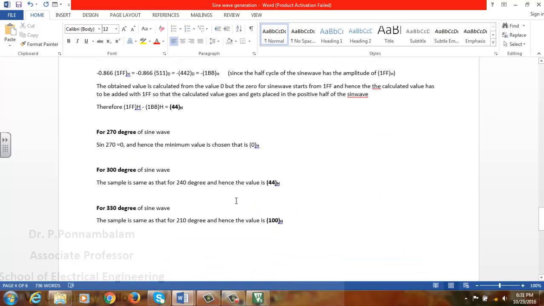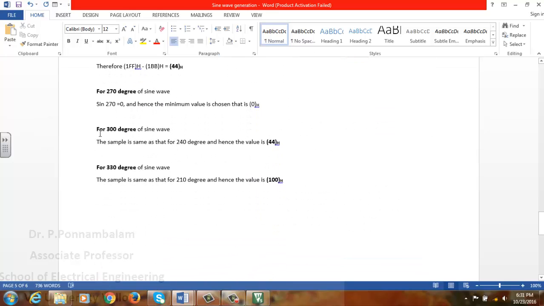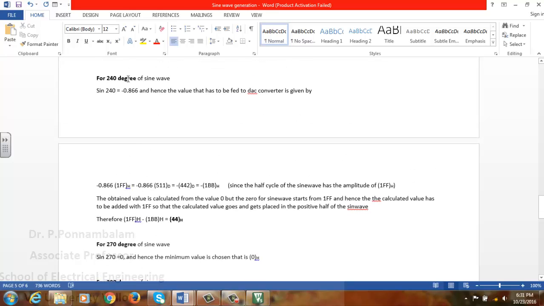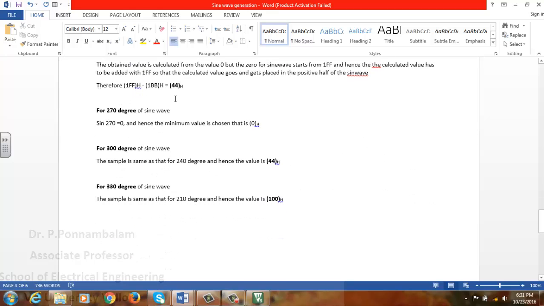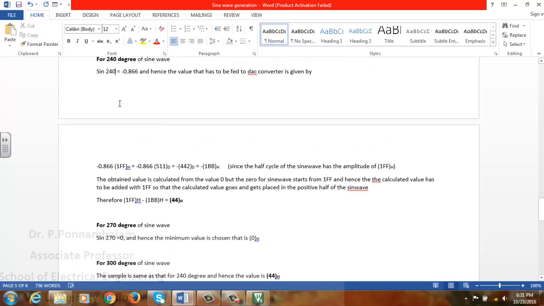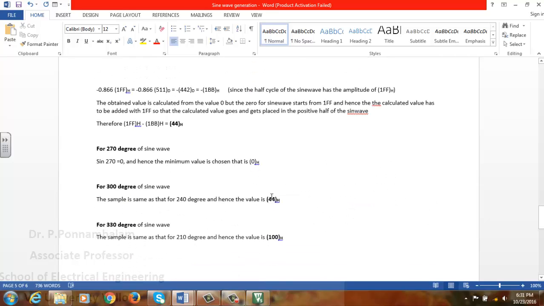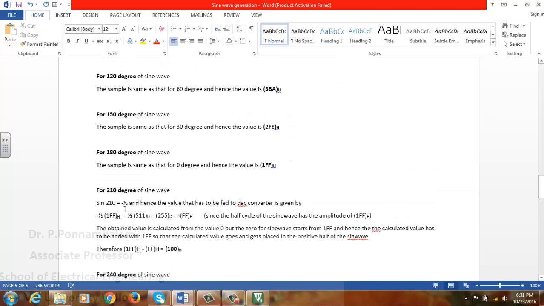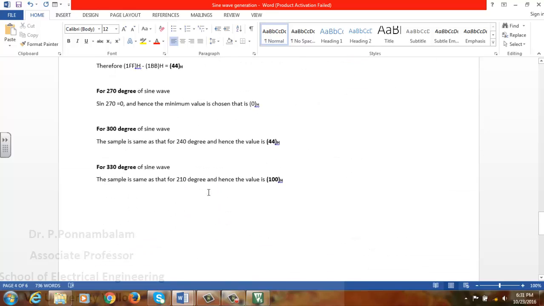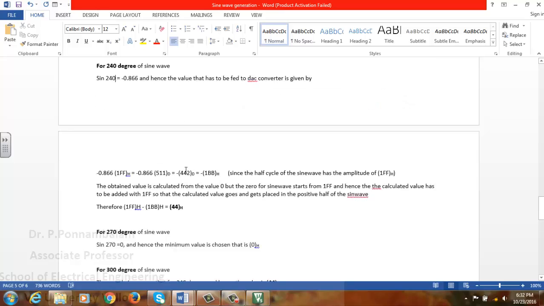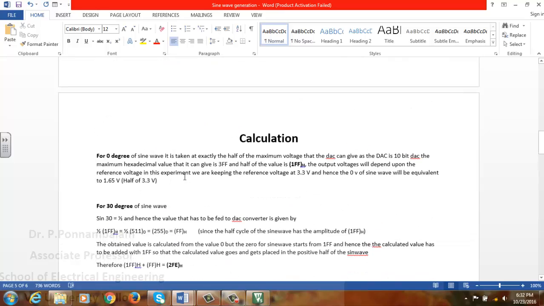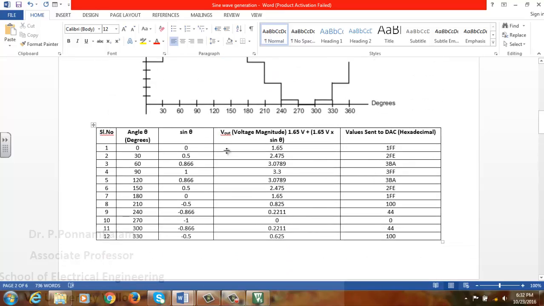After sine 270 degree has been done, then 300 is equivalent to 240 degree, so whatever the value has been obtained for sine 240 degree, that is 44, is copied to 300 degree, and for 330 degree it will be equivalent to 210 degree, so 100H is again copied over here. So we have made totally 12 samples. As far as this table is concerned, we have made totally 12 samples.